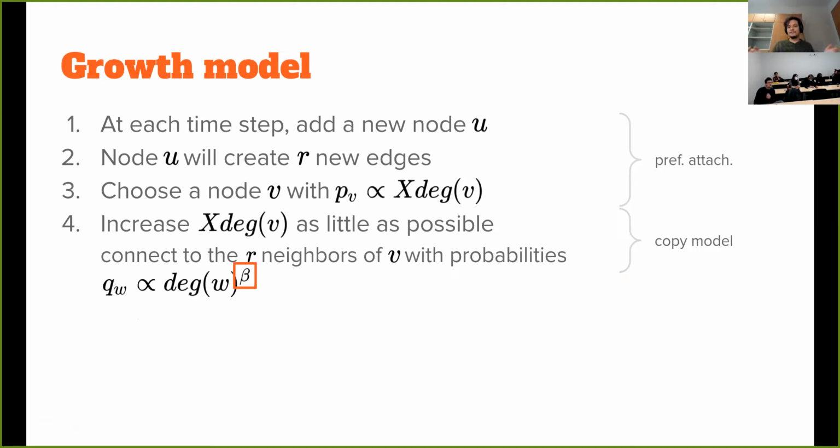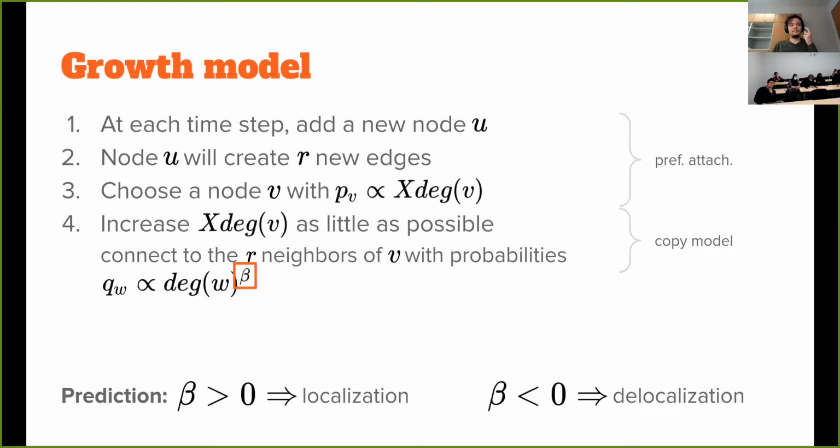So all of this is just to say the following. I have a hypothesis that degree can tune the amount of localization. And what this growth model allows me to say is that for positive values of beta, I should see a localized eigenvector. For negative values of beta, I should see a delocalized eigenvector. And we know how to measure this using the IPR.